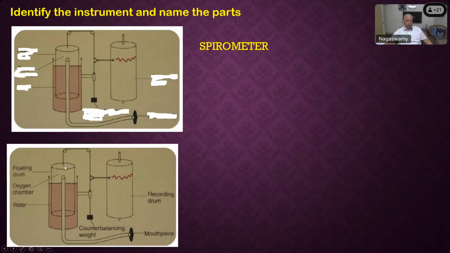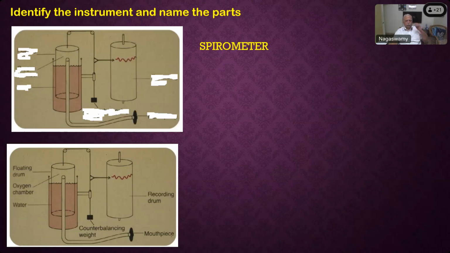There's a floating drum which will replace the air and push the water. So it is suspended in water and this will move. This is the counterbalancing weight. And this is a pointer which will record on the drum. This is a very old type of spirometer. Nobody uses this nowadays, but for OSCE exams you have to know.